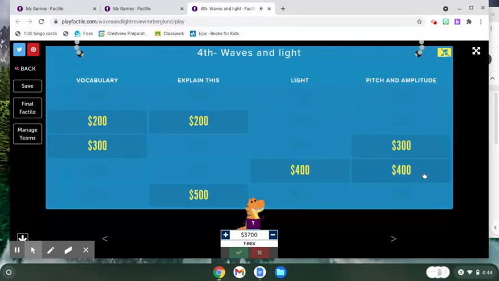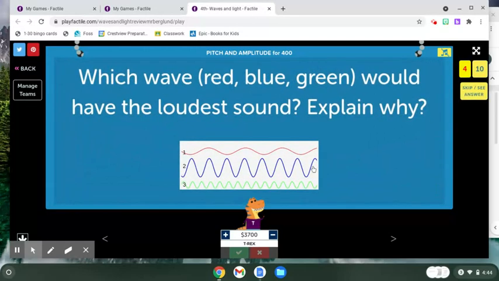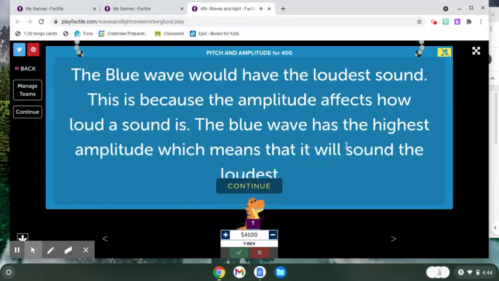Can we have pitch and amplitude for 400? Which wave, the red, blue, or green, would have the loudest sound? Explain why. The loudest sound would be in the blue wave because the amplitude affects how loud a sound is. The blue wave has the highest amplitude, which means it will sound the loudest.